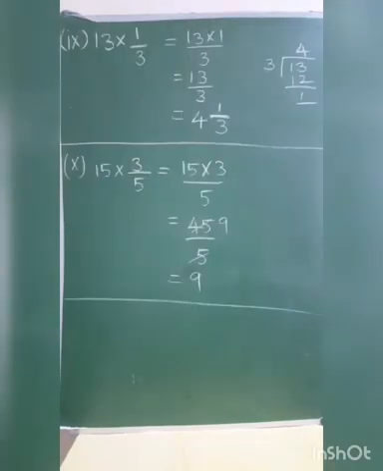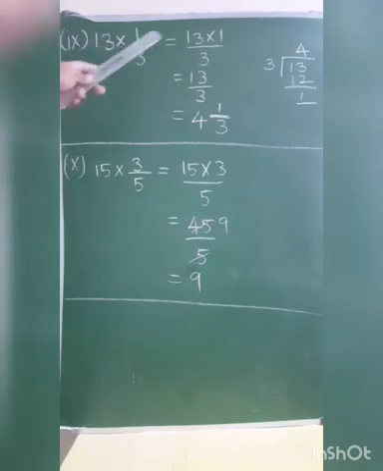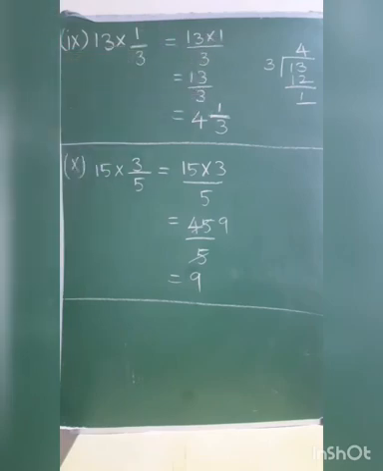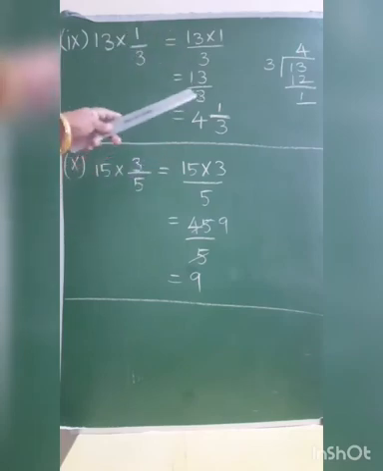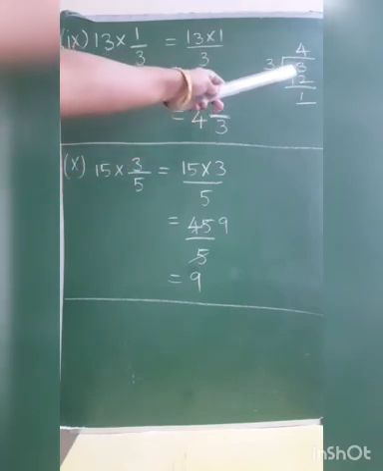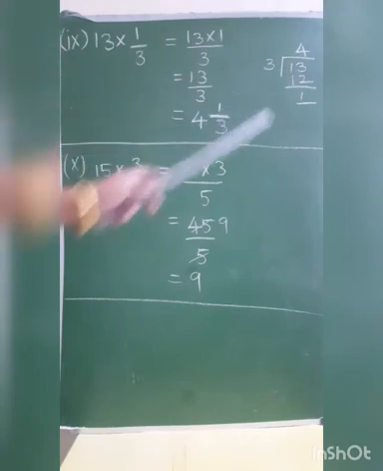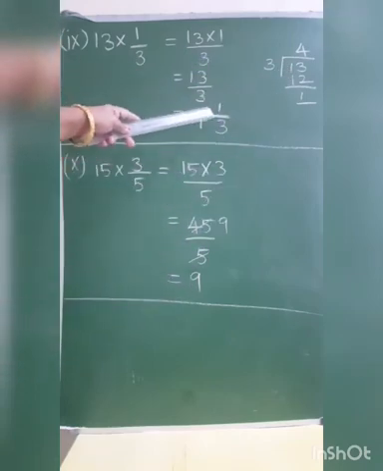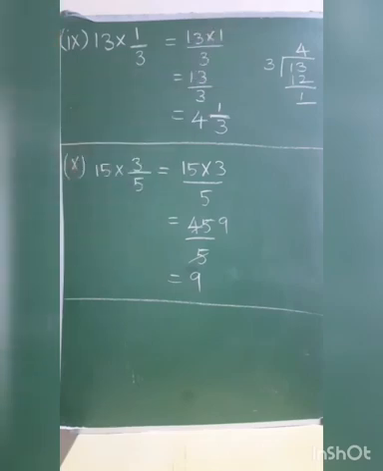Ninth sum, 13 into 1 by 3. 13 is a whole number, 1 is a numerator. So 13 into 1 divided by 3. 13 1s are 13, the denominator is 3. So 13 by 3. In the 3 table, there is no 13, so you cannot reduce to the lowest form. So only convert into a mixed fraction. 13 divided by 3: 4 3s are 12, the remainder is 1. 4 is the quotient, your whole number. Remainder is your numerator and the divisor is your denominator. So the answer is 4 1 by 3.